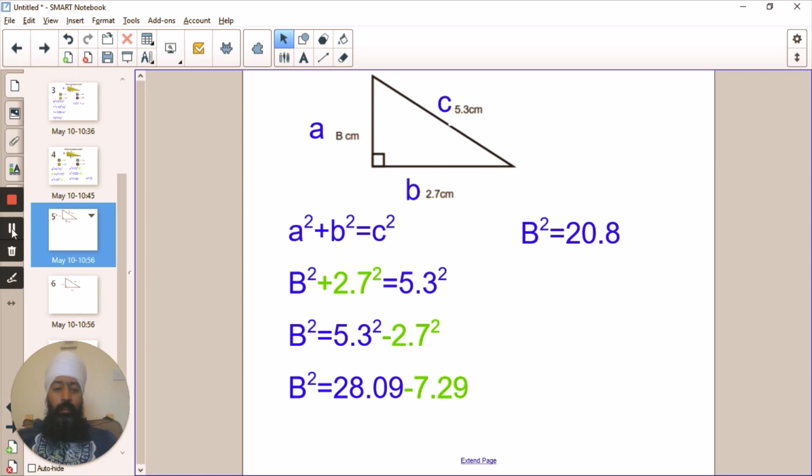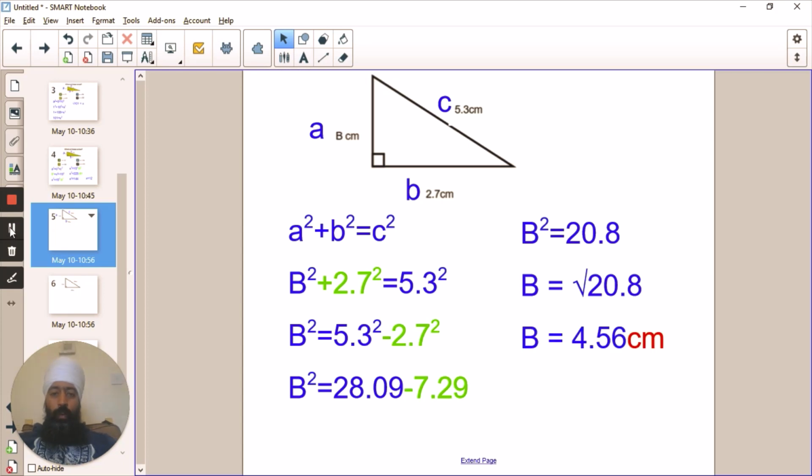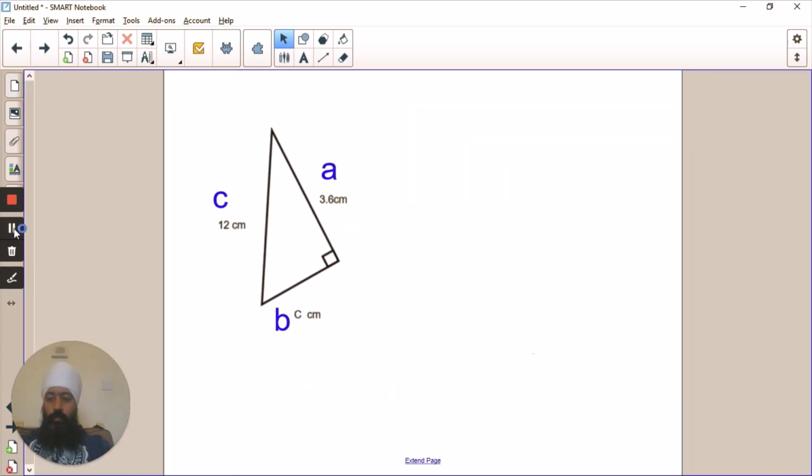Calculate your answer. So if you did subtraction, 20.8. Work out the square root of 20.8, which is equal to 4.56. Don't forget the units, centimeters. Okay, same again for question 3, guys.